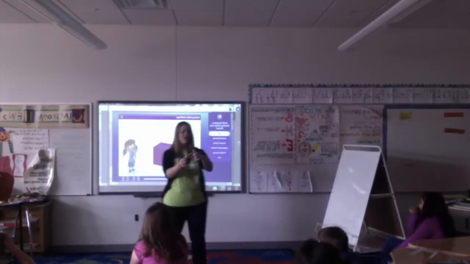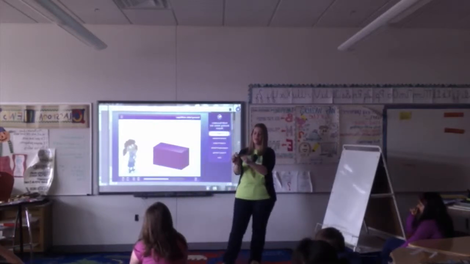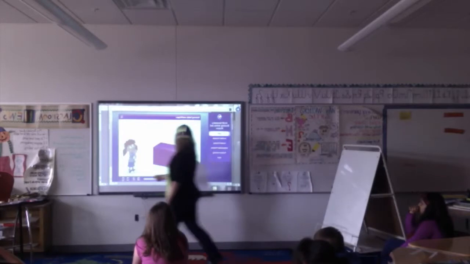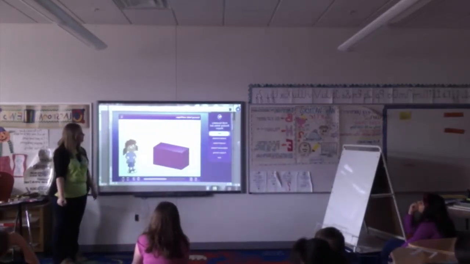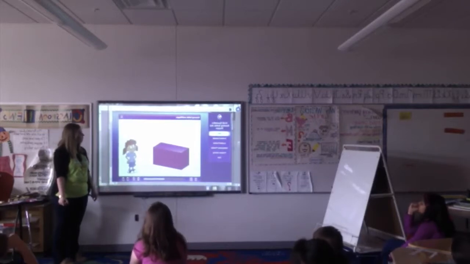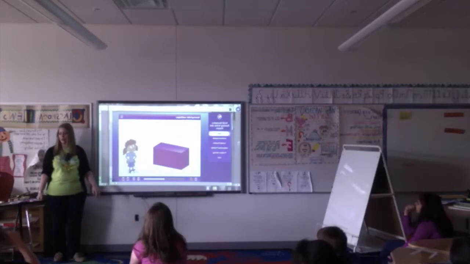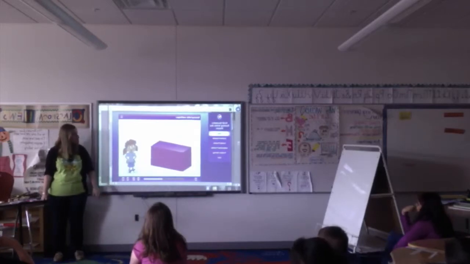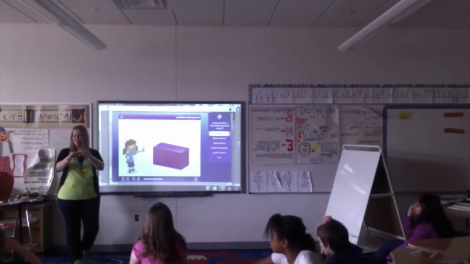Let's count. 1, 2, 3, 4, 5, 6. Good. A rectangular prism has 6 faces. A rectangular prism has 6 flat surfaces or 6 faces. So it's always a flat surface. Will a rectangular prism roll? So could this roll? No, why not?